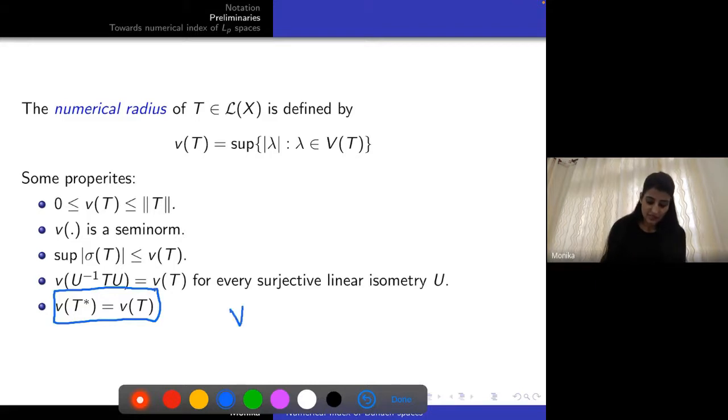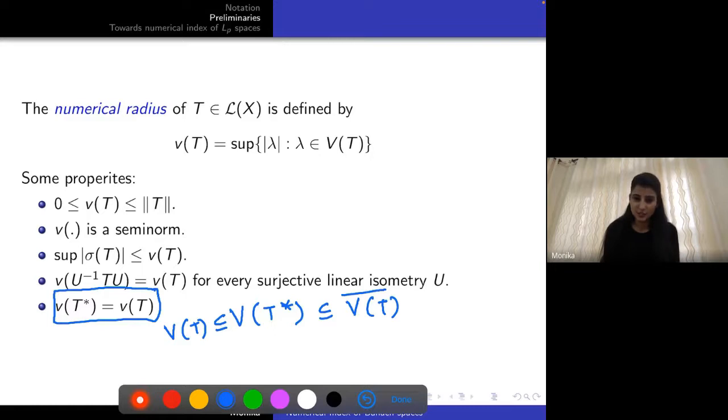In the case of numerical range, we had V(T) is contained inside V(T*), which is contained inside the closure of V(T). Here we are taking the supremum, so these coincide.